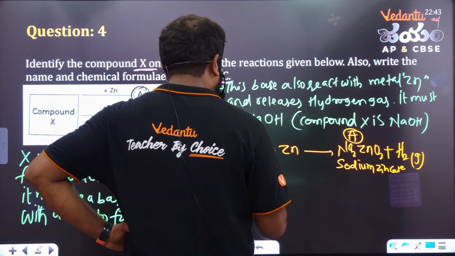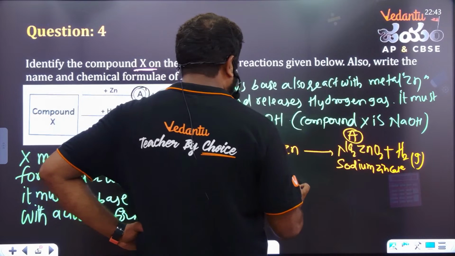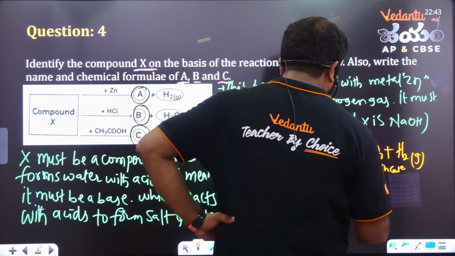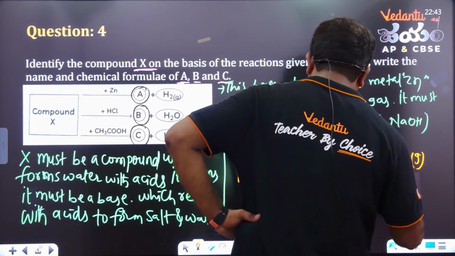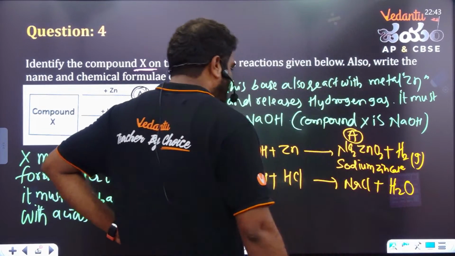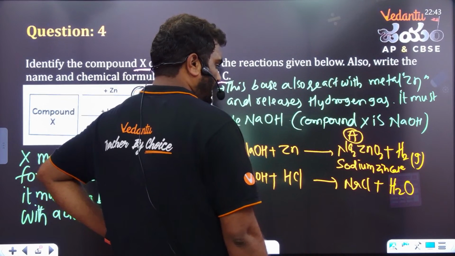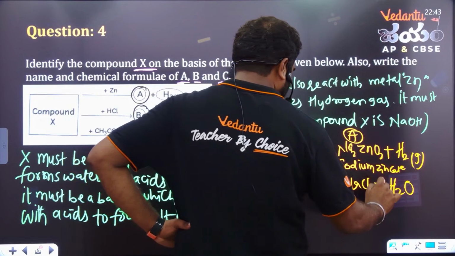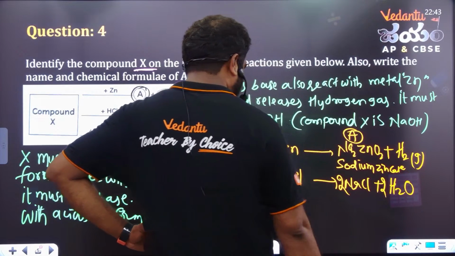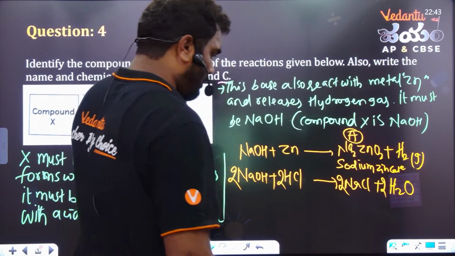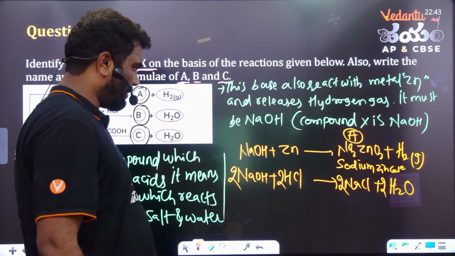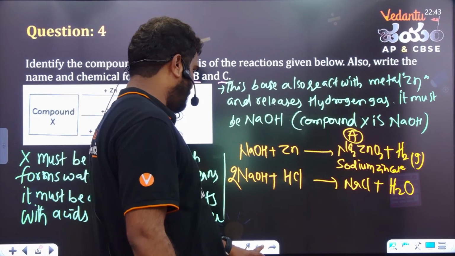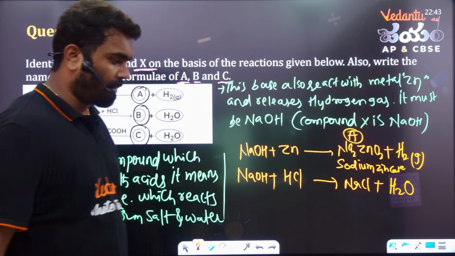Next, the same NaOH reacts with HCl and gives sodium chloride, and water is also formed. NaOH plus HCl gives NaCl plus H2O. This is a balanced equation. The equation is already balanced, so there is no need to write the numbers. Right, beta.